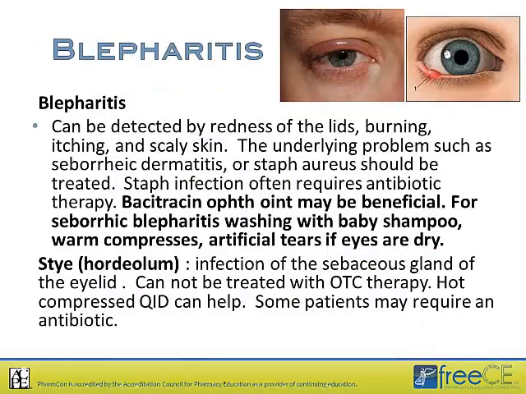Blepharitis can be detected by the redness of the eyelids. It can be manifested as burning, itching, and scaling skin. The underlying problem is generally a seborrheic dermatitis, that redness and itching, or it could be a Staph aureus as well. Staph aureus needs to be treated, and it responds rather nicely to bacitracin ophthalmic ointment.